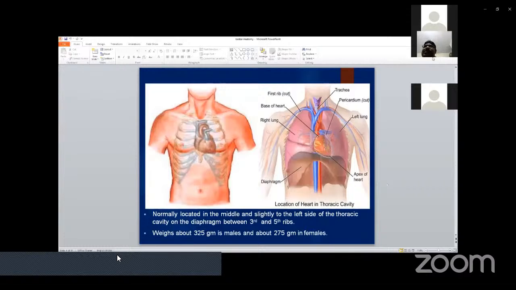Here I have to explain what is diaphragm. Diaphragm is a domed type muscle. It is separating the thoracic region from the abdomen. So when the diaphragm contracts, it helps to enlarge the size of the thoracic cavity. By that, we can inhale more air. So without diaphragm contraction, we cannot breathe the air.